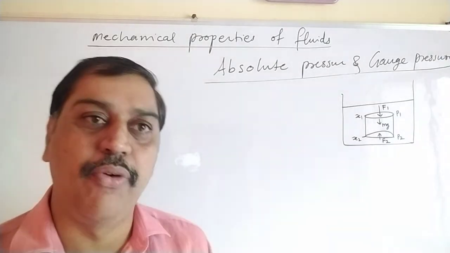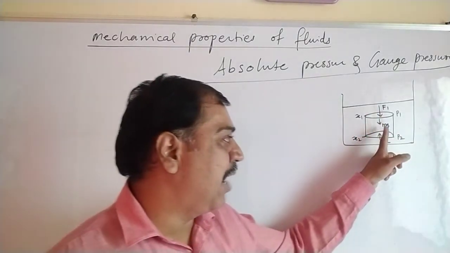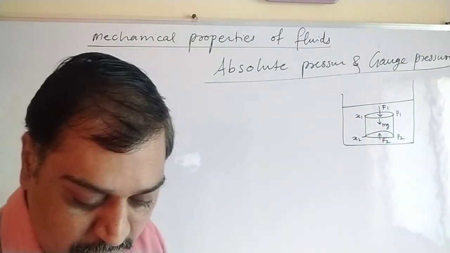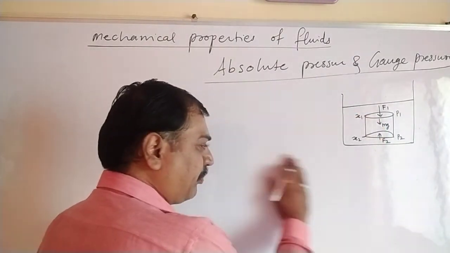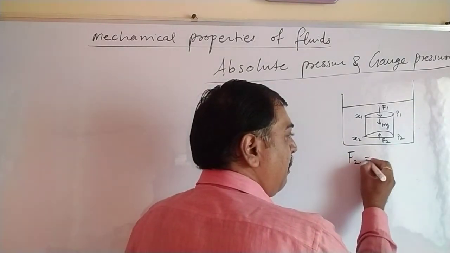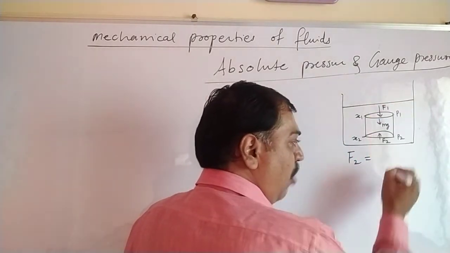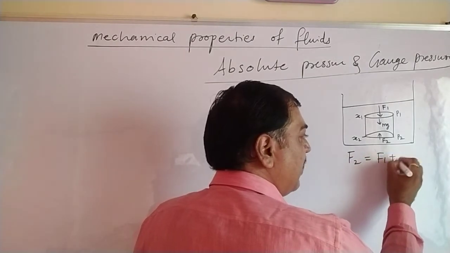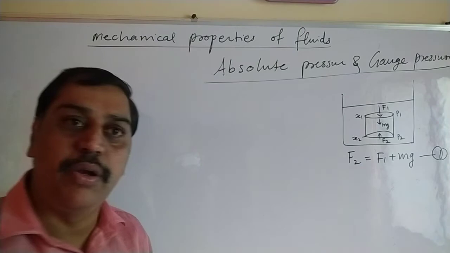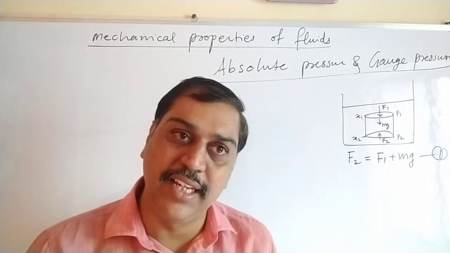Now let's find out the forces acting. Already we have learned F1 and mg act in the downward direction, and F2 acts in the upward direction. So we can write one simple equation: upward force equals downward force. F2 equals F1 plus mg. Suppose this is equation 1.